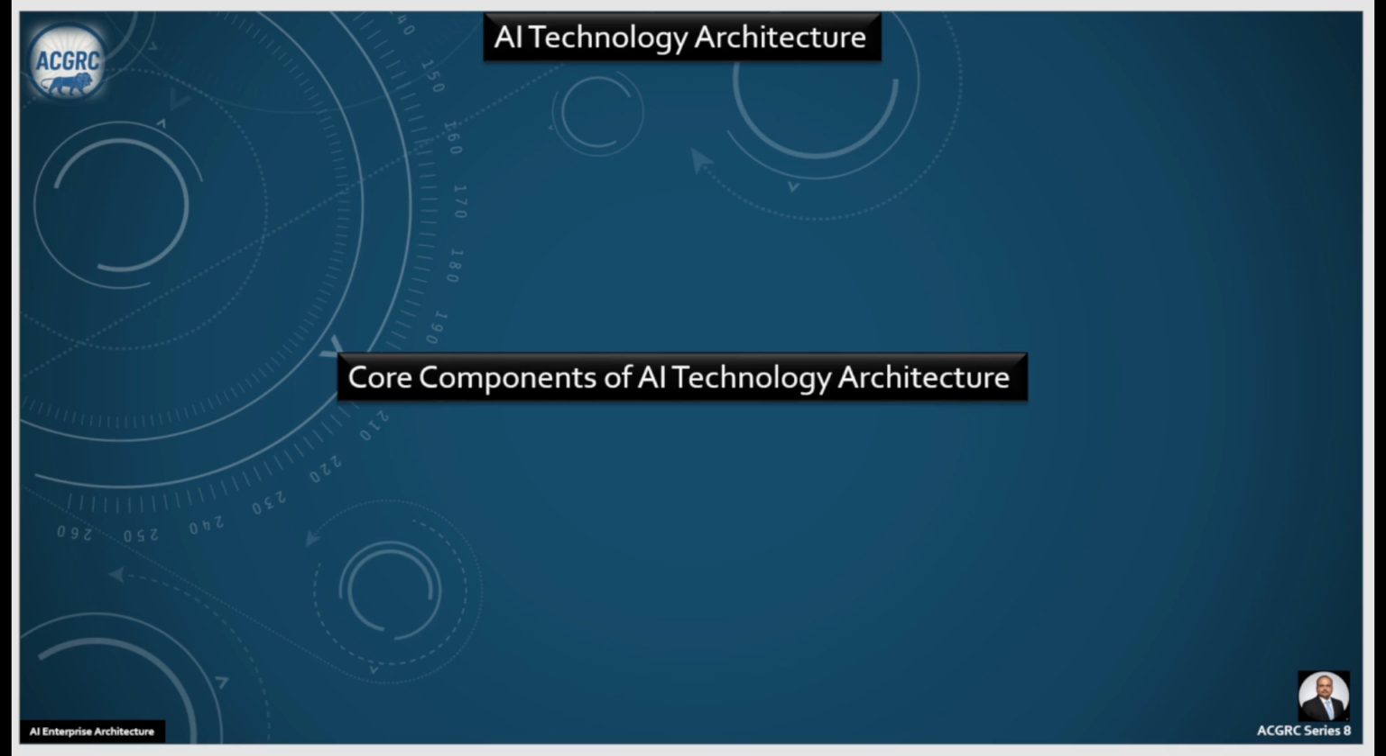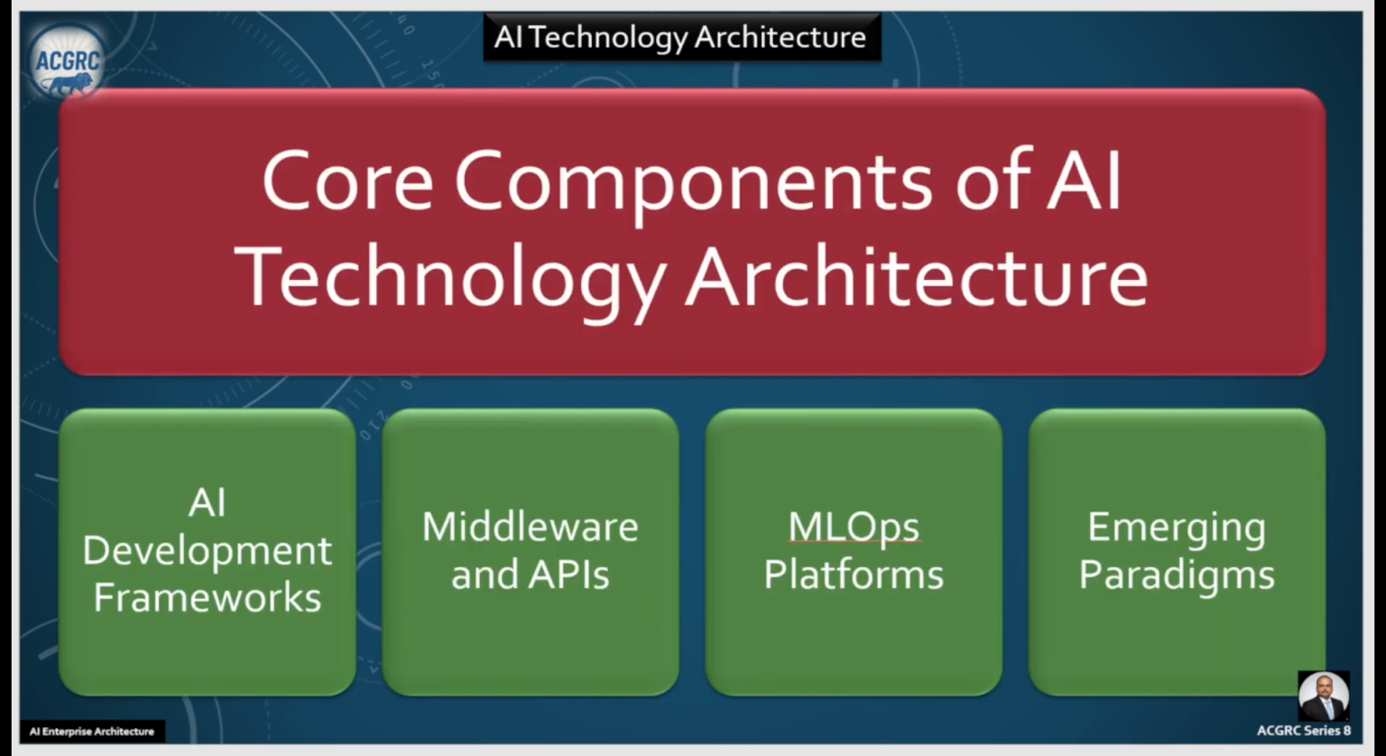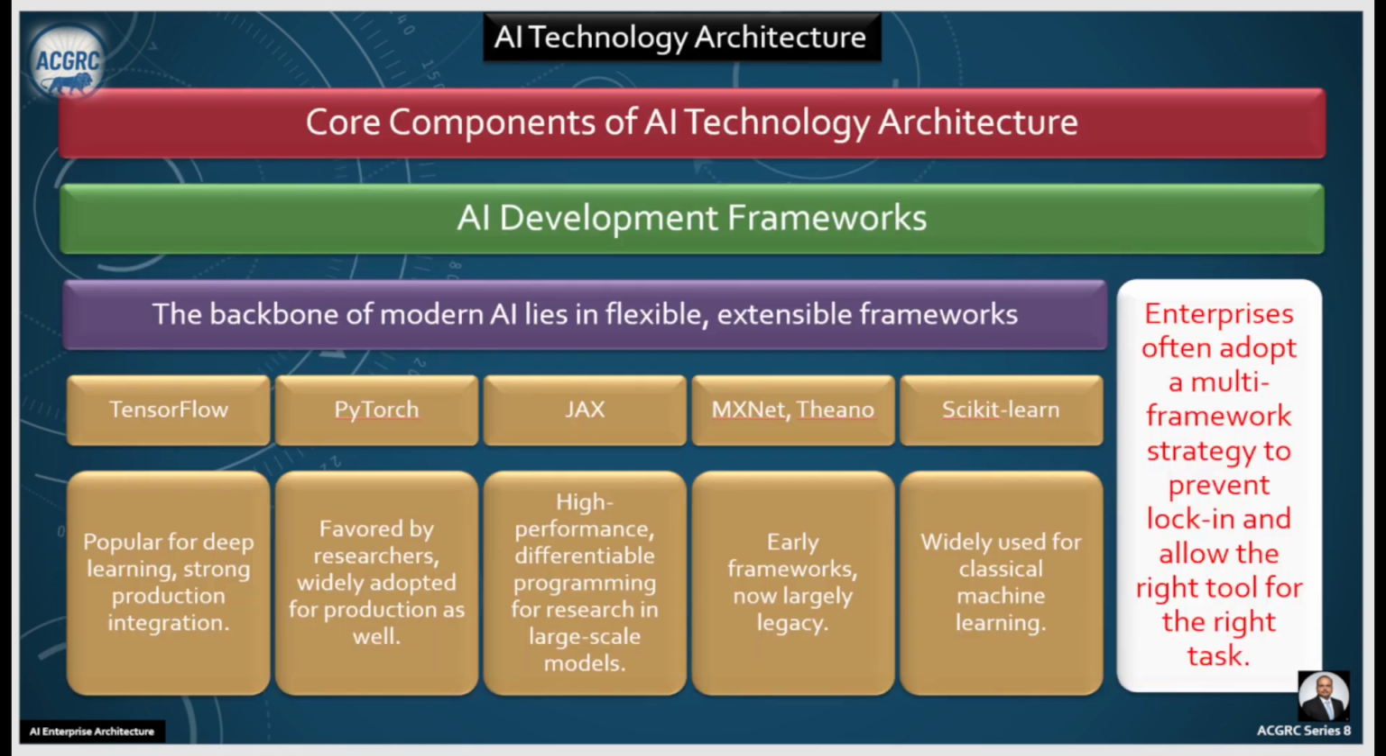Core components of AI technology architecture. We have four aspects to cover: AI development frameworks, middleware and APIs, MLOps platforms, and emerging paradigms. The backbone of modern AI lies in flexible, extensible frameworks.